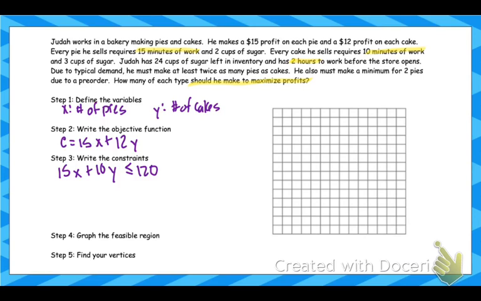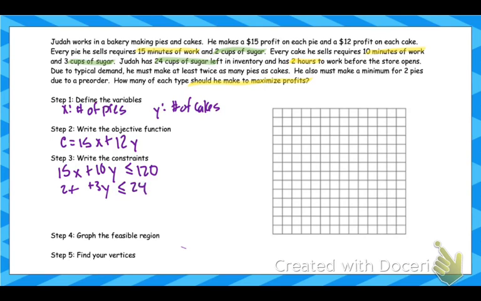All right, the second constraint he has is a sugar constraint. So let's look at this one. He needs 2 cups of sugar for every pie. He needs 3 cups of sugar for every cake. And he only has 24 cups of sugar left. So we'll write that constraint based on that sugar. It's going to look very similar to the one we just did. Every pie is 2 cups. Every cake is 3 cups. And then since he only has 24 cups of sugar, that has to be less than or equal to 24. So that's our sugar constraint.